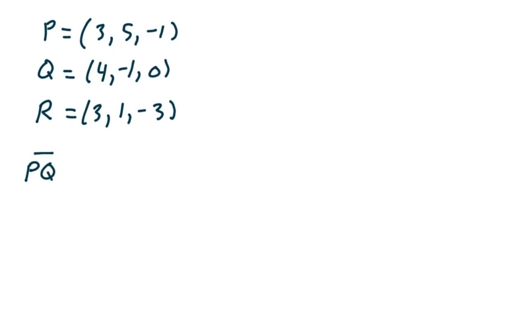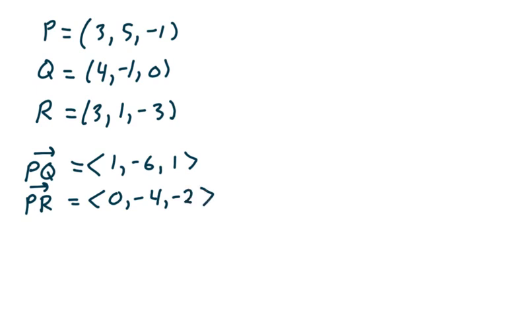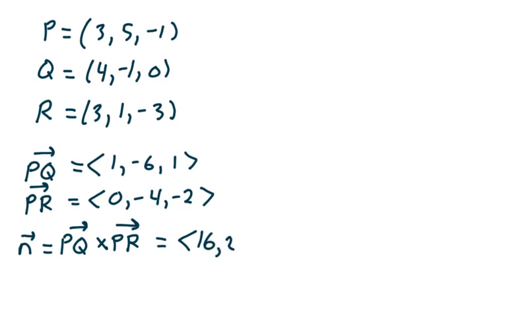And so PQ is the vector 1, -6, 1. And then PR is the vector 0, -4, -2. And then my normal is PQ cross PR. Somebody might ask, can you do PR cross PQ? The answer is yes. Remember, you need a vector that's normal to the plane. It doesn't matter the direction as long as the vector is normal. So finding n, the first component should be 12 minus a -4, which is 16. The second component should be 2. And the third component should be -4.